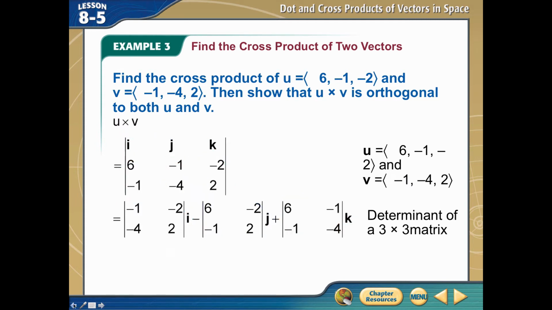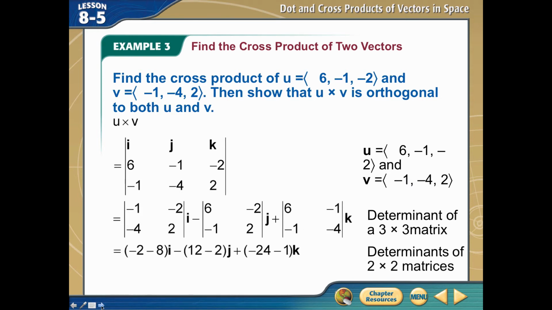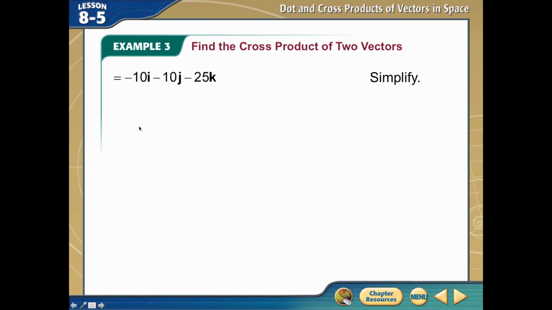Now, how do you solve the matrix? Here's how you solve the matrix. It's negative 1 times 2, this term times this term, minus this term times this term. 6 times 2 minus negative 2 times negative 1. 6 times negative 4 minus negative 1 times negative 1. So let's look at that. Negative 1 times 2 is negative 2. Negative 2 times negative 4 is 8, so it's minus 8. And you would do that for all 3 of them. And there are samples in your book that walk you through this as well. And then you come up with your cross product.